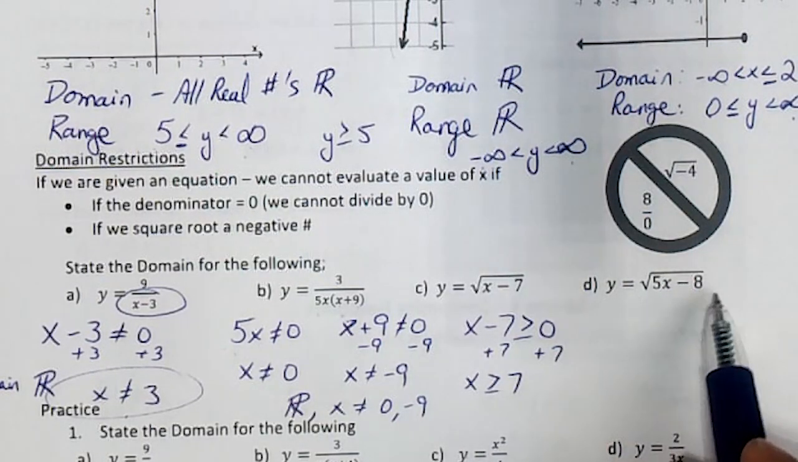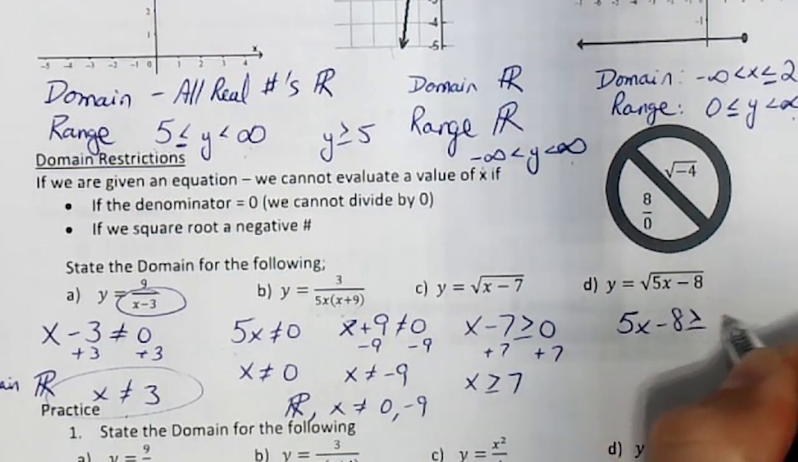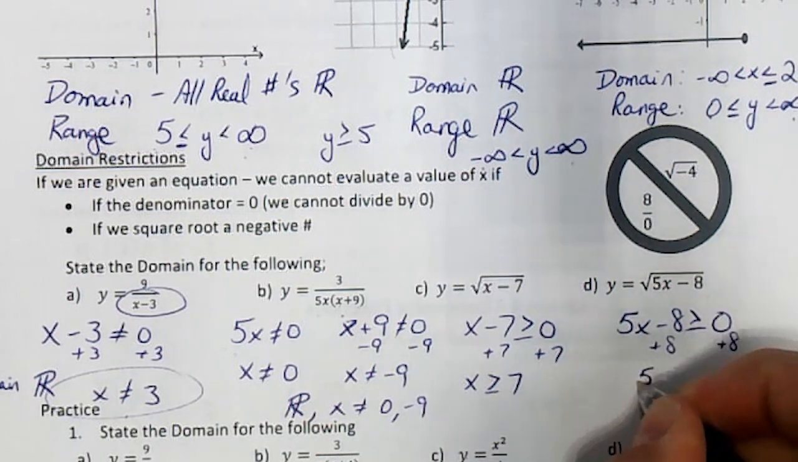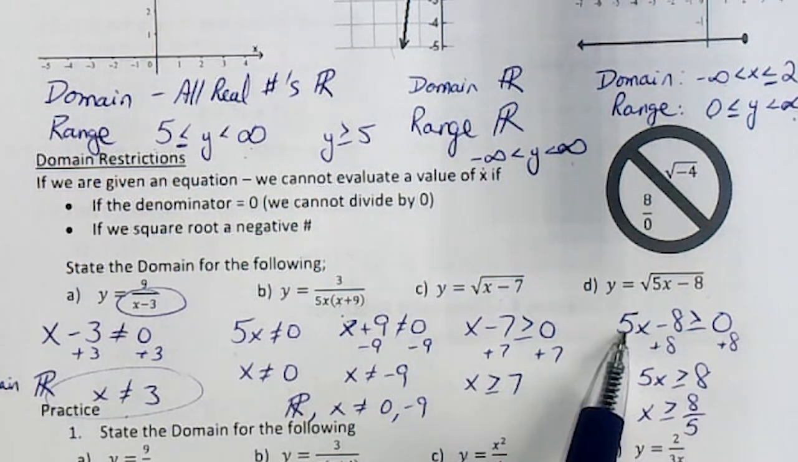This one, another square root sign. So I'm just going to write 5x minus 8 must be greater than or equal to 0. Do my algebra, and then divide by 5. This time we get a fraction because there was a coefficient in front. We just say x must be greater than or equal to 8/5.